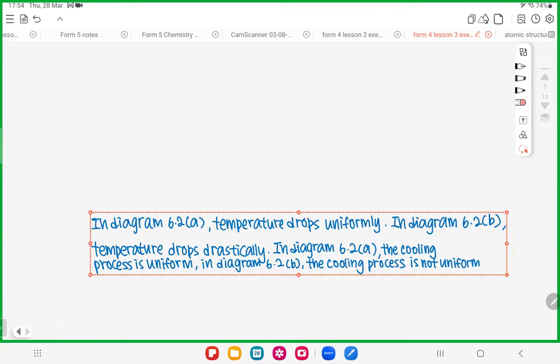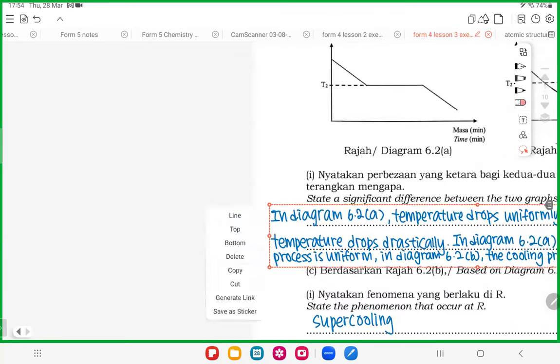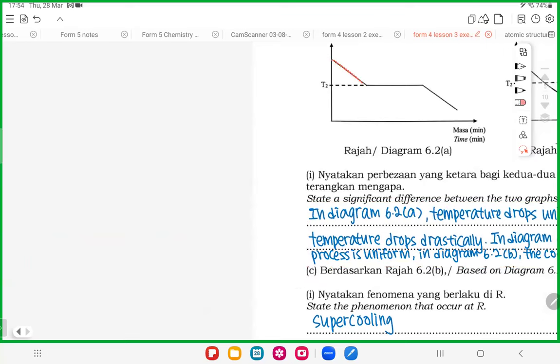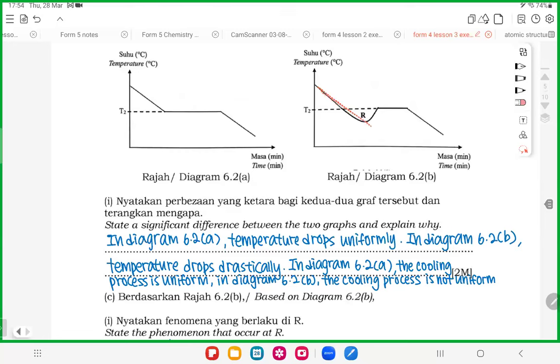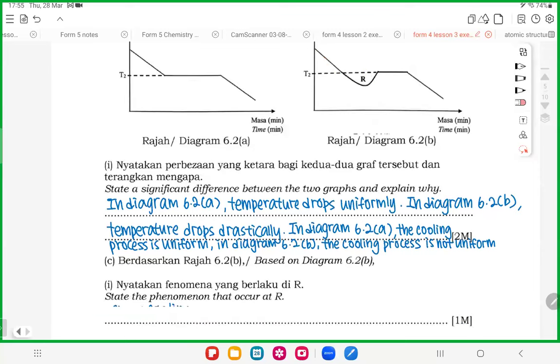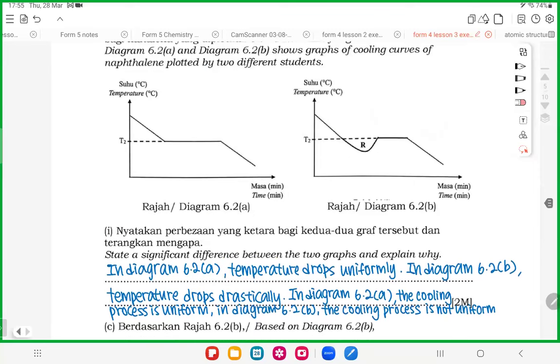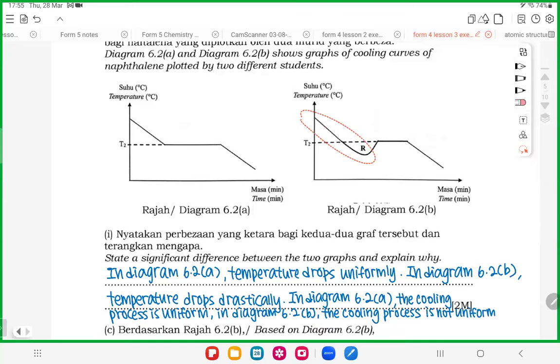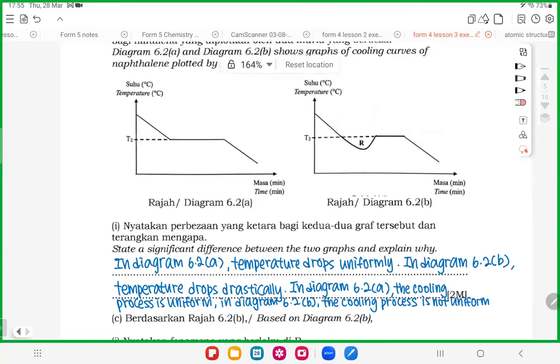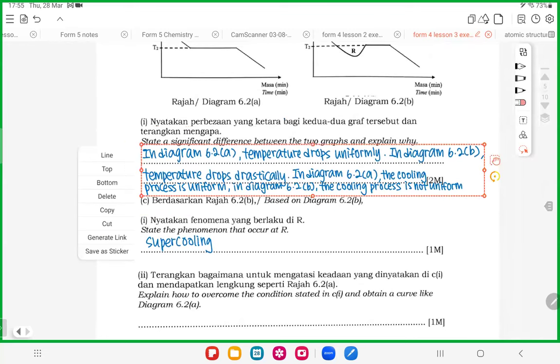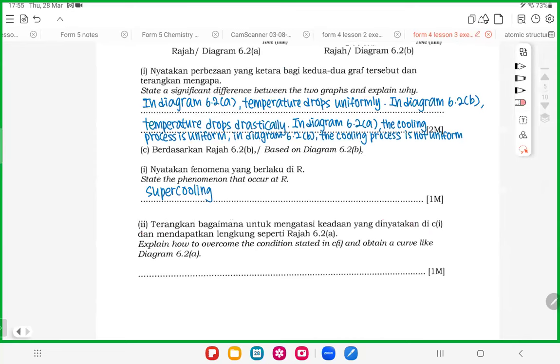What you see from the graph: in the first graph, the temperature goes down slow and steady. In the second one, the temperature goes down very, very deep. This one goes down a bit only, this one goes down a lot. So this one drops uniformly, this one drops drastically. Why does the temperature drop so much? Don't use the word supercooling here to explain, because supercooling is here. You just need a tip to explain simply why the temperature drops so fast: because the cooling process is uneven, or we call it not uniform. Why does this one drop so steadily? Because the cooling process is uniform. I hope you guys can understand this. All right? How to overcome the condition in C1?